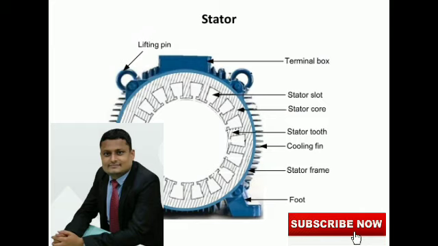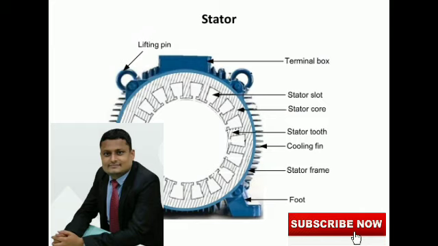So the flux density in the stator tooth, the maximum flux density in the stator tooth, should not exceed 1.7 to 1.8 Tesla. Please keep noting: the maximum flux density occurs at the root of the tooth nearest to the air gap, where the tooth width is minimum. So you can see here, this is the stator core and this is the tooth.